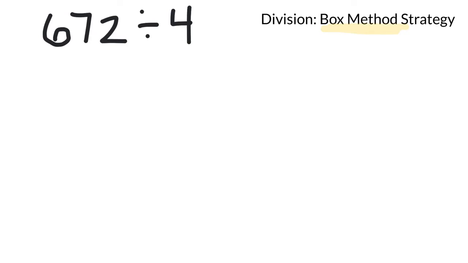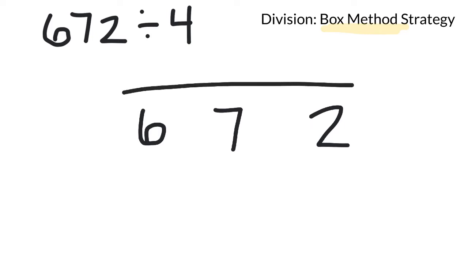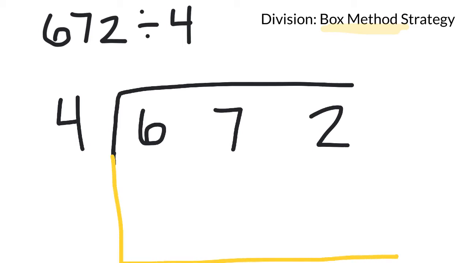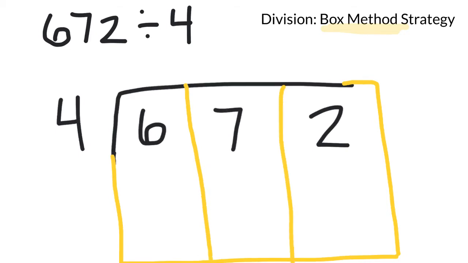So we're going to set up our division problem and make it really spread out. Give yourself lots of room. And then we will do our little division symbol and our 4 on the outside. But now what we're going to do is take our division symbol and turn it into a box. So you're going to take your lines and extend them down and over to create a box. Then you're going to separate each of the numbers so they all have their own column. And now we are ready to get started.